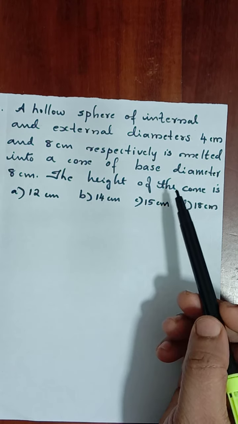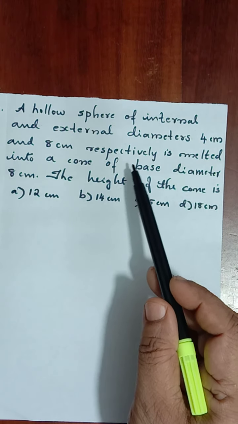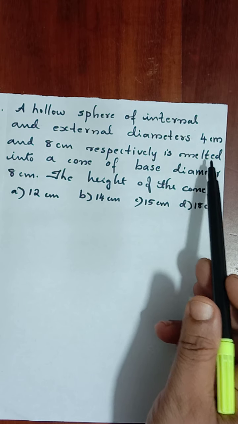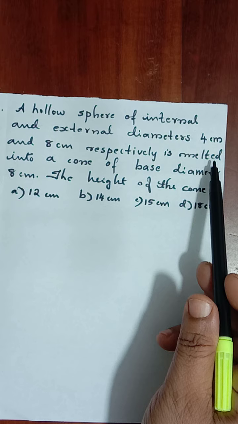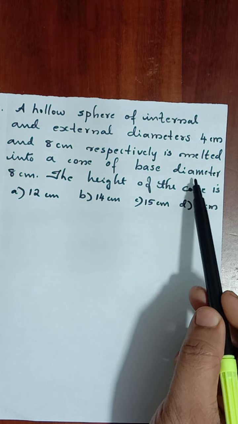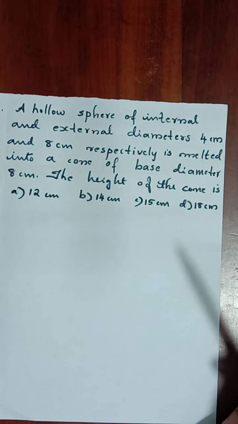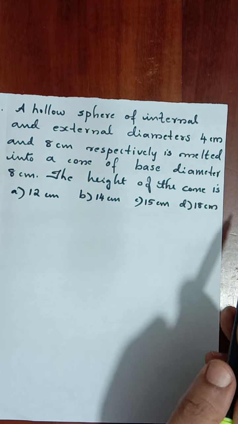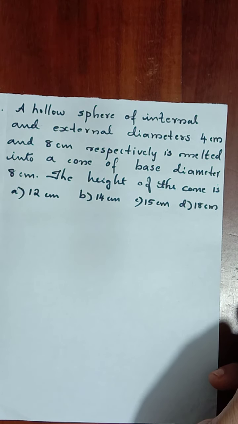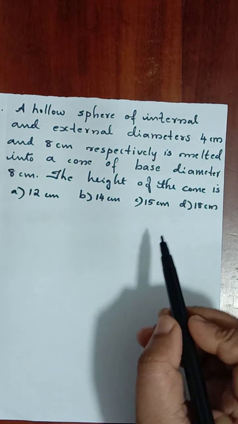A hollow sphere of internal and external diameters 4 cm and 8 cm respectively is melted into a cone of base diameter 8 cm. Height of the cone is? So here, volume of the sphere, let us find out. How to find out the volume of the sphere?